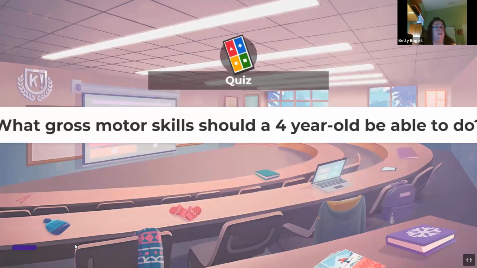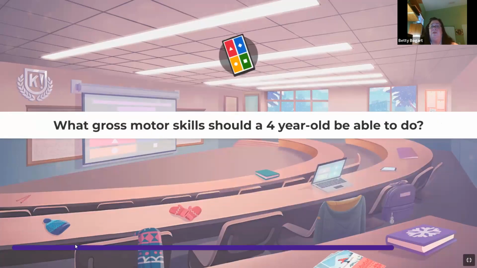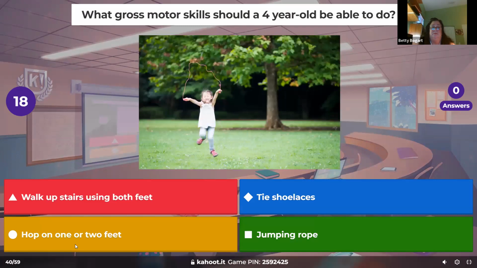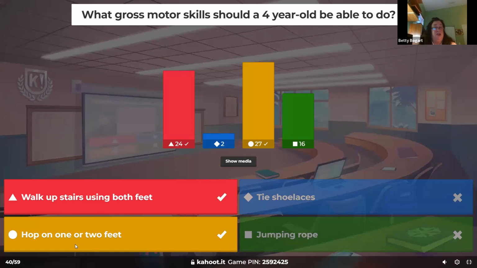A multi-select. What gross motor skills should a 4-year-old be able to do? They should walk up the stairs and hop on 1 or 2 feet. Jumping rope is a 6-year-old, and tying shoelaces is a 5-year-old, okay?